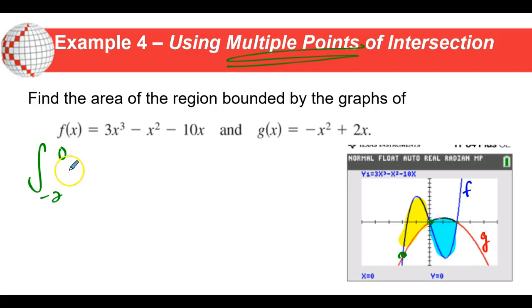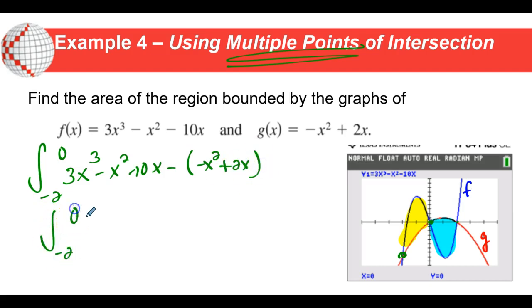The upper function is 3x cubed minus x squared minus 10x, minus the lower function, which is really just -2 if I simplify this, 3x cubed minus 12x, because these terms look like they will cancel after I distribute the negative, right? And so there's the upper minus lower, that's the yellow.